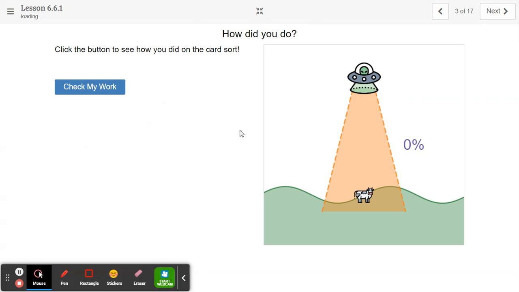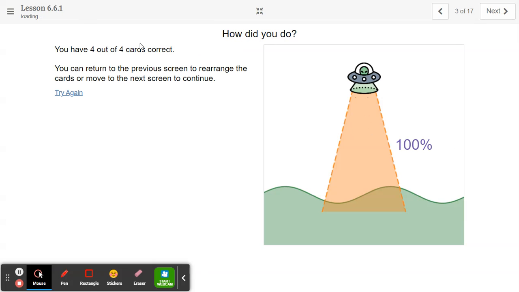And now here's a slide that's going to help me check my work. I just hit the check button and it's going to tell me how well I did. So I actually had 4 out of 4, which is 100%.